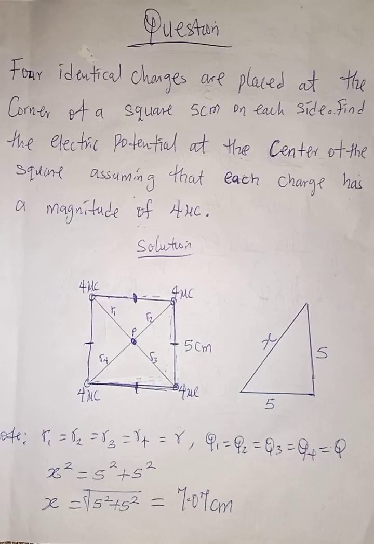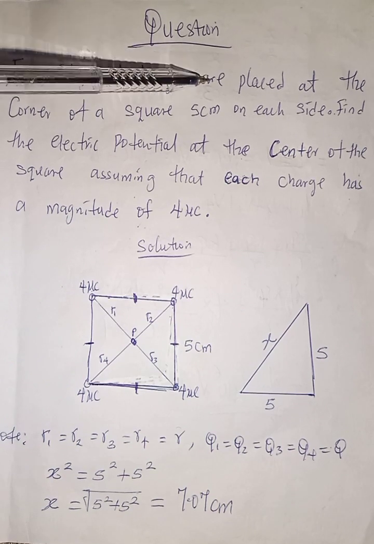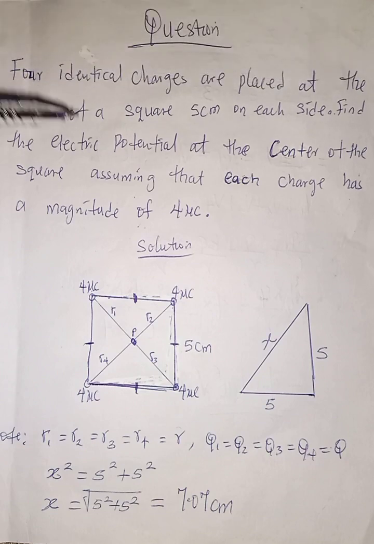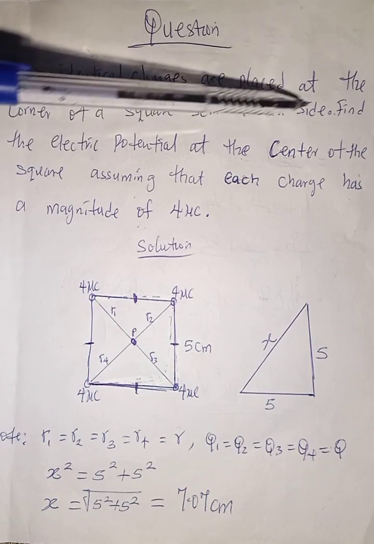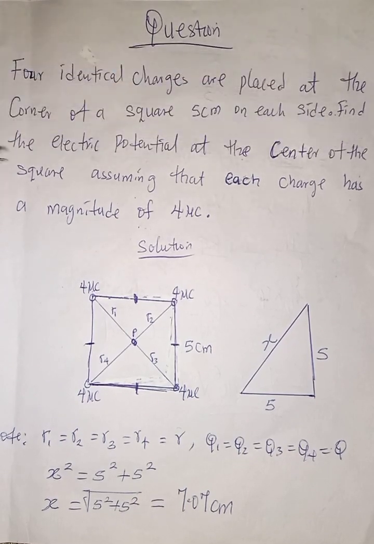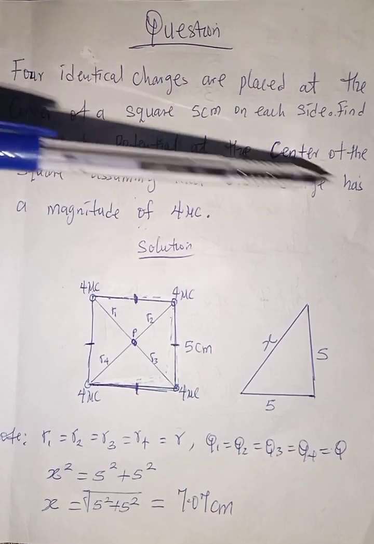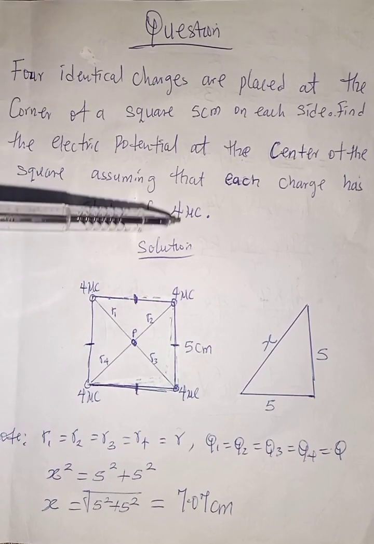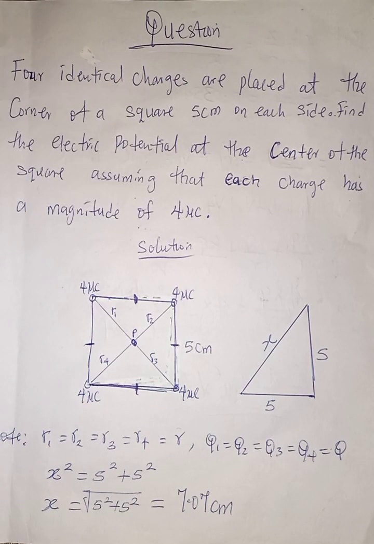All right, good everyone. Today we want to look at a very important question in physics from electric potential. The question is, four identical charges are placed at the corners of a square, 5 cm on each side. Find the electric potential at the center of the square, assuming that each charge has a magnitude of 4 microcoulomb.